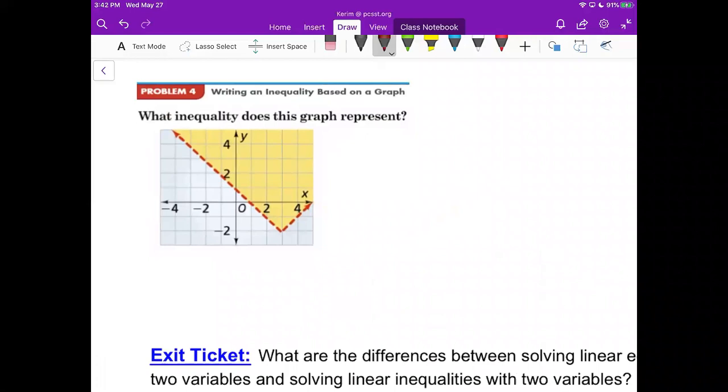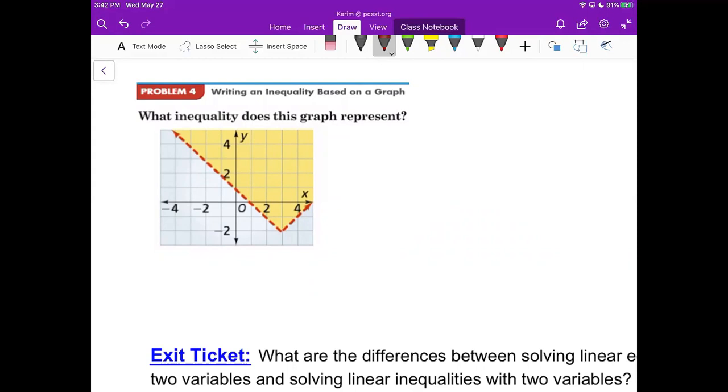How about this problem, writing an inequality based on a graph? Again, you need to know transformations very well to do this one. That's why I covered the transformations with the absolute value before this. So let's look at this one.